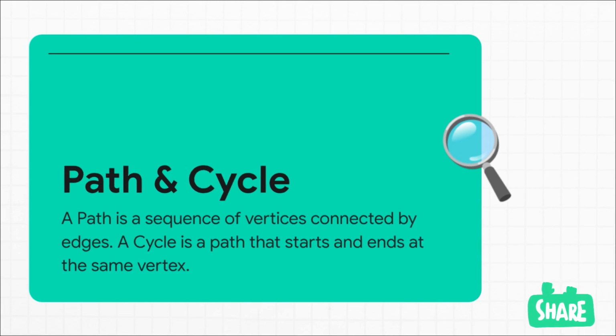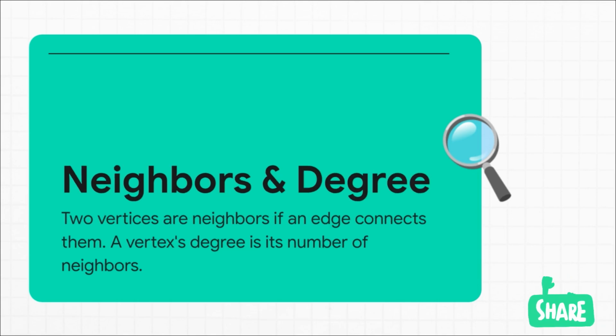Now, a path is pretty much what it sounds like. It's a route you can take through the graph by following the edges from one vertex to another. And if that path eventually leads you right back to where you started, boom, you've just made a cycle. In social network terms, this is really easy to picture. Your direct friends are your neighbors. And the total number of friends you have, that's your degree. It's a simple but really powerful way to measure how connected any single point is within the bigger network.